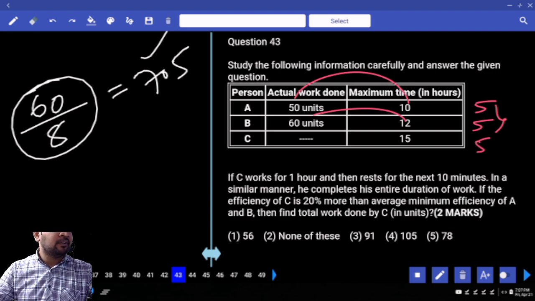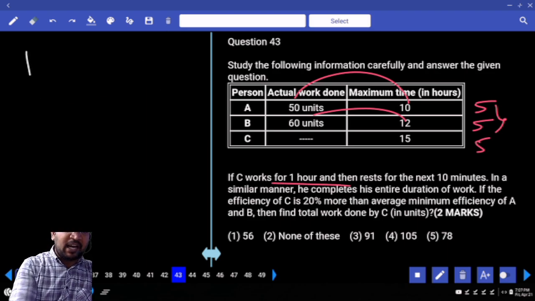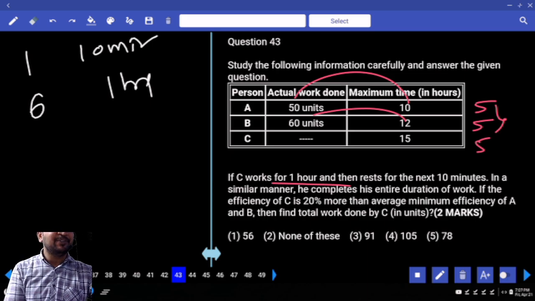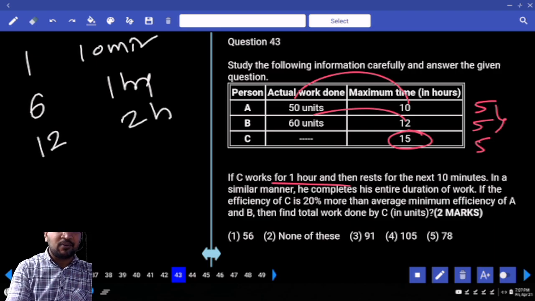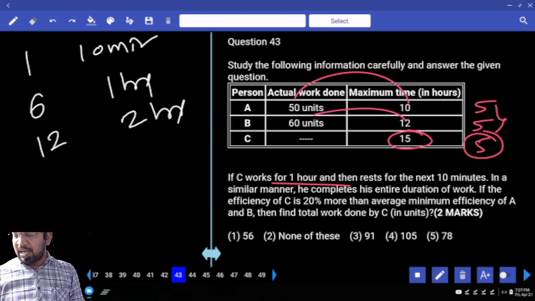Are you clear? Now 1 hour work, rest is 10 minutes. Therefore 6 hours work is nothing but 1 hour rest. Are you clear? Total C's time is what? If you go for 12 hours work, how many hours rest? 2 hours. Together it is 14 hours. Per hour how many units? 5 units. So 14 into 5, 70.